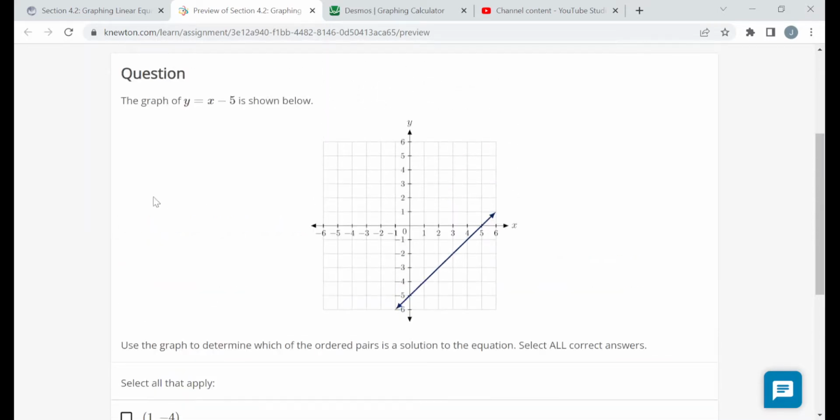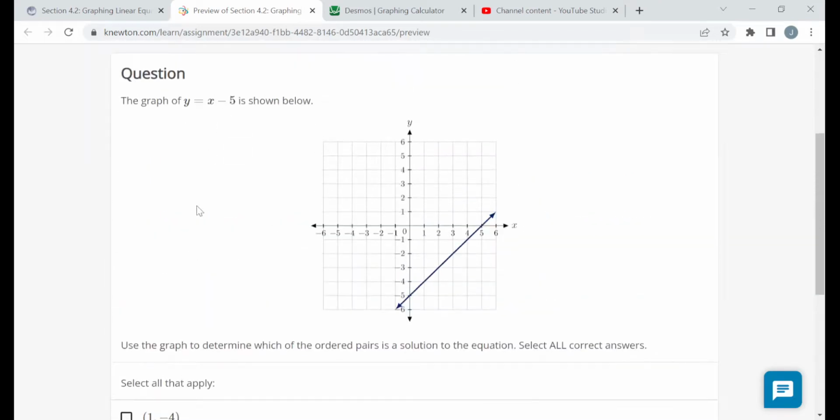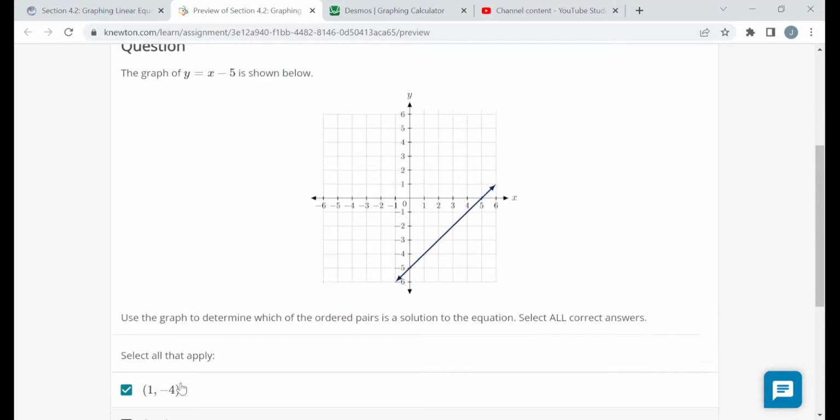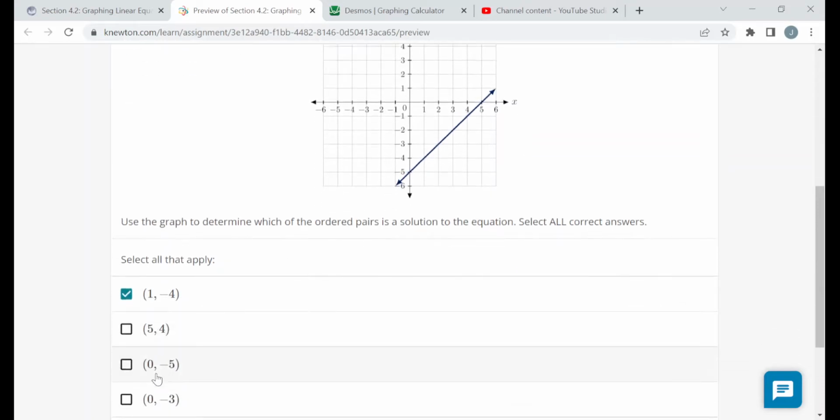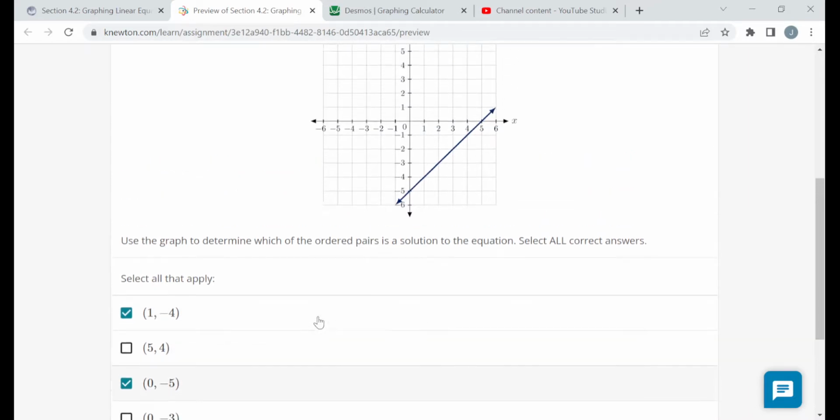Now you saw this also in section 4.1. You don't need a graph. You can just go through and replace the x coordinates with 1 and y with negative 4, and x with 5 and y with 4, and so on, and see if the equation is true. Is 1 minus 5 equal to negative 4? Yes. Is 5 minus 5 equal to 4? No. Is 0 minus 5 equal to negative 5? Yes. Is 0 minus 5 equal to negative 3? No. Is 5 minus 5 equal to 0? Yes. These 3 points that I highlighted are on the graph.